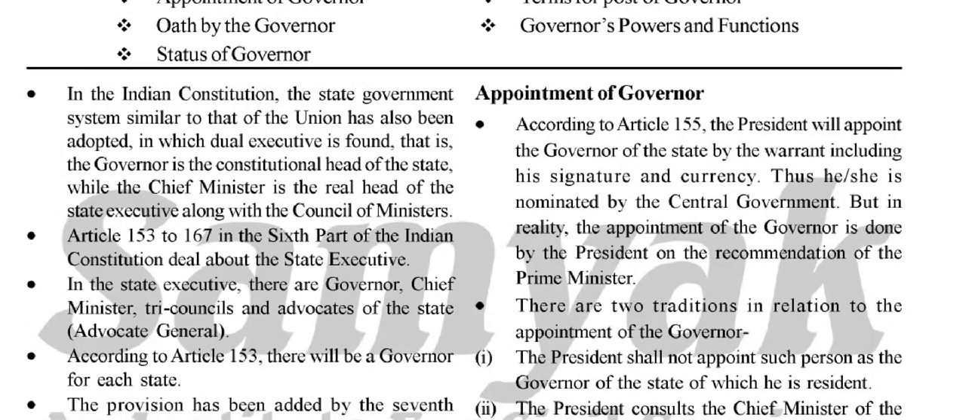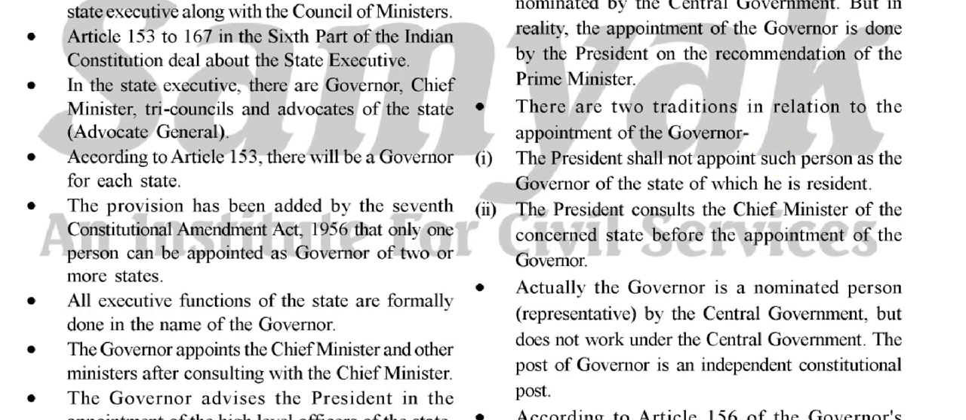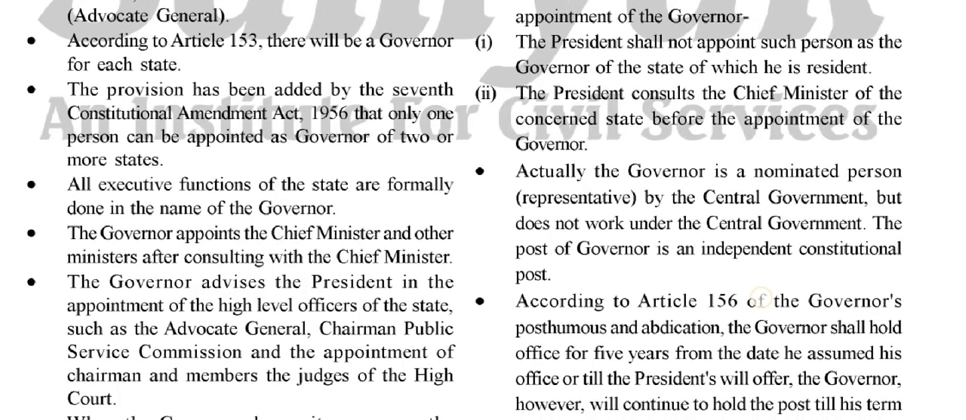Appointment of governor. According to Article 155, the president will appoint the governor of the state by a warrant under his signature and seal. Thus, he or she is nominated by the central government, but in reality, the appointment of the governor is done by the president on the recommendation of the prime minister. There are two traditions in relation to the appointment of the governor. First, the president shall not appoint such a person as the governor of the state of which he is a resident. Second, the president consults the chief minister of the concerned state before the appointment of the governor. Actually, the governor is the nominated representative of the central government, but does not work under the central government. The post of governor is an independent constitutional post.